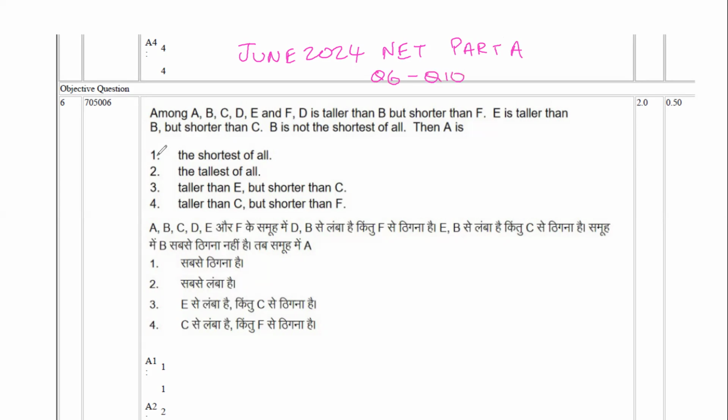This video, question 6. Among A, B, C, D, E, and F, D is taller than B, but shorter than F. So who's shorter than F? D is. Because D is taller than B, but shorter than F. So F is taller than D and D is taller than B. That's the arrangement if we go from left to right.